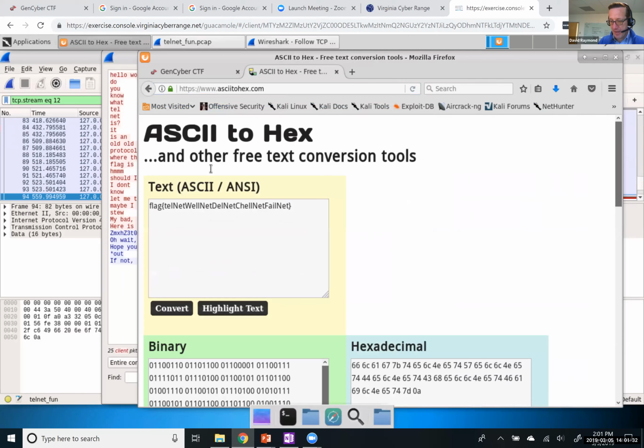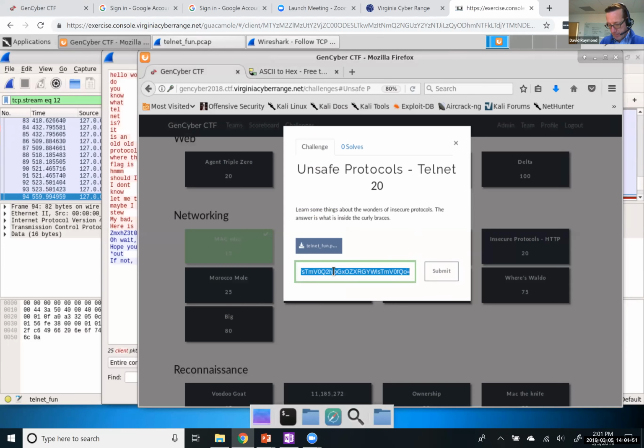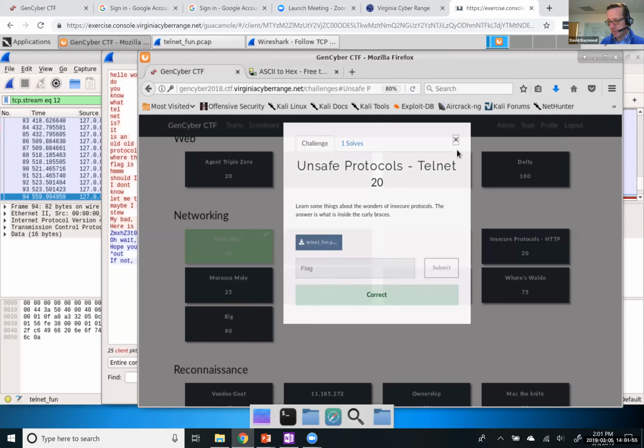And it takes me back over to the top of the page, the box where it says text, and here we have the flag. If you remember, the hint said the flag is what's inside the curly brackets. So I'm going to copy that, go back to my challenge, and paste in the right thing this time. And there, I've solved my Telnet challenge.